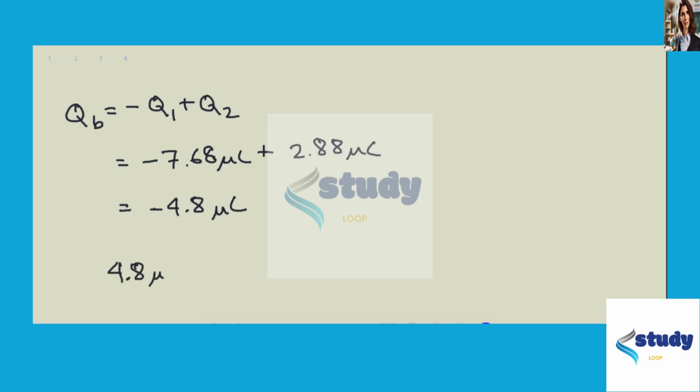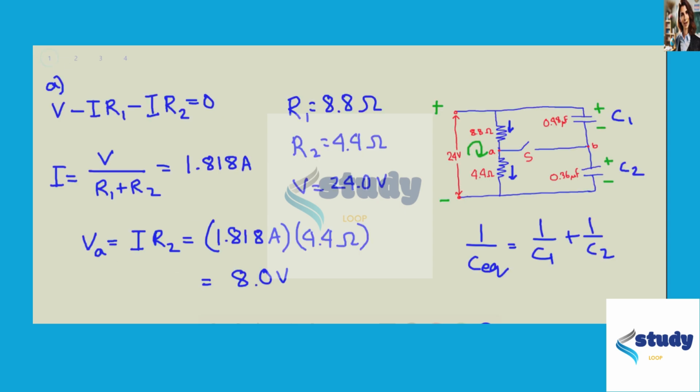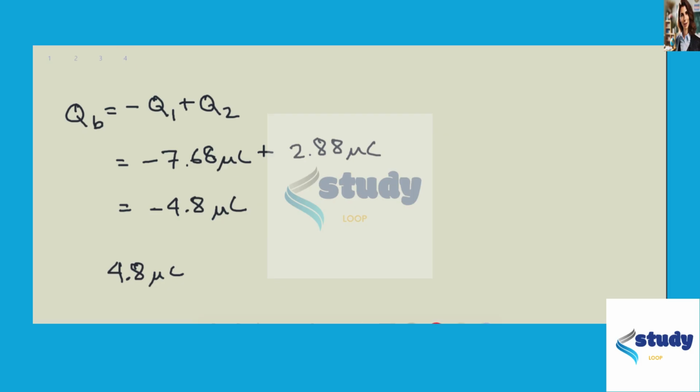So that means 4.8 microcoulomb of charge has passed through the switch from right to left. We took left to right as positive, so if we get a negative sign, it should be right to left. So it's going to be right to left.